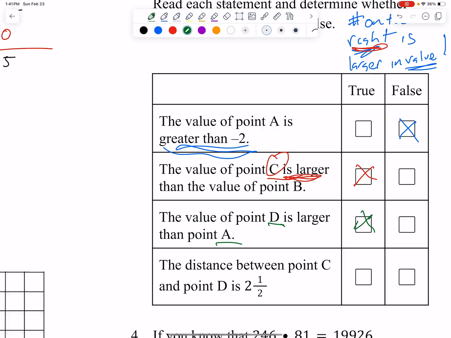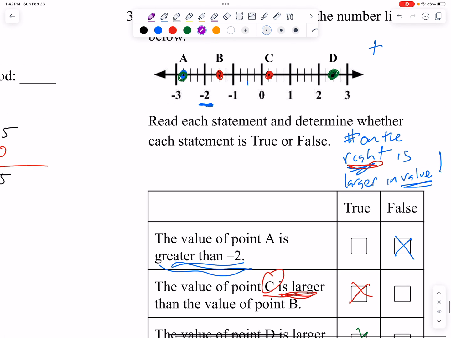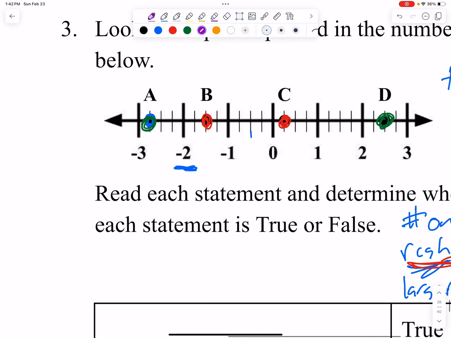And now here's a fraction. I knew they threw it in there. So let's see. The distance between C and D is 2.5. So how far is it from here to here? Well, from here to here is 1, because notice there are 4 pieces that make a whole.